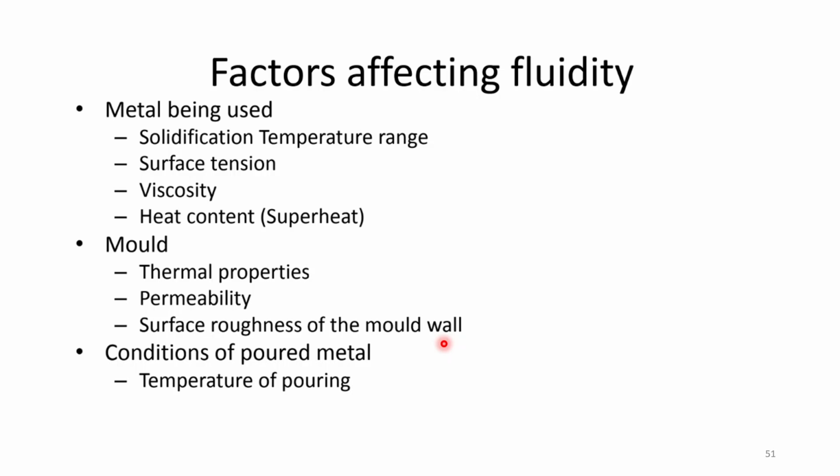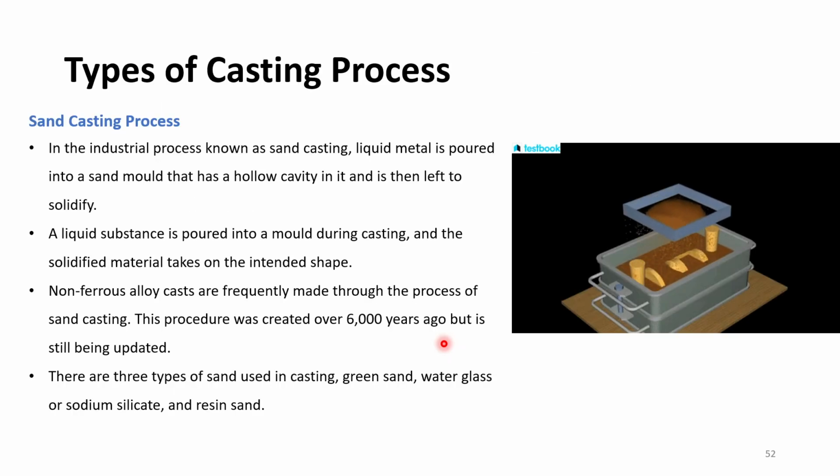Next are the types of casting. The first type is the sand casting process. Here in the animation you can see this is the pattern, this is the sprue and riser, and you are filling the sand and then using a rammer to give it a shape. Then you separate the cope from the drag and remove the pattern, the sprue and the riser, these wooden shapes. Then there will be a cavity left behind.